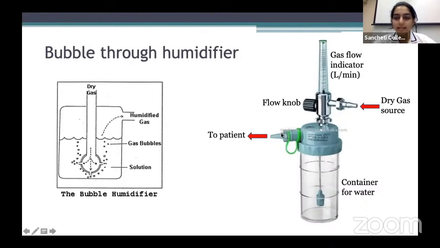And then this is attached to the patient via plastic tubing. So this is the basic functioning of a bubble through humidifier. Usually bubble through humidifiers are non-heated ones. Okay, let's look at the next.